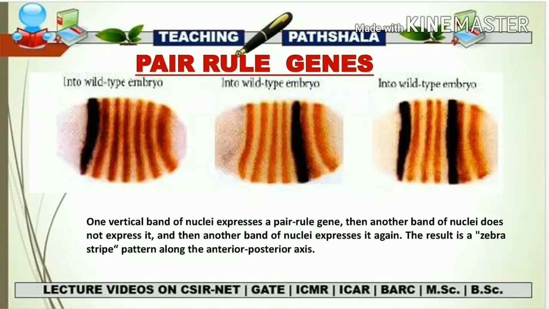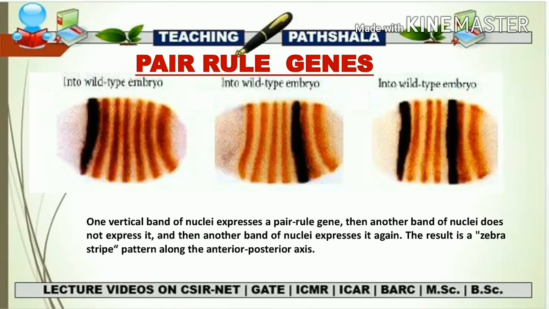In the figure in front of you, you can see that there are two non-continuous brown stripes, and in the middle there is a blank stripe. So in this way there will be the segmentation of a Drosophila embryo. In the line it has been mentioned that one vertical band of nuclei expresses a pair rule gene, then another band of nuclei does not express it, and then another band of nuclei is going to express it again. The result is a zebra stripe pattern along the anterior-posterior axis.